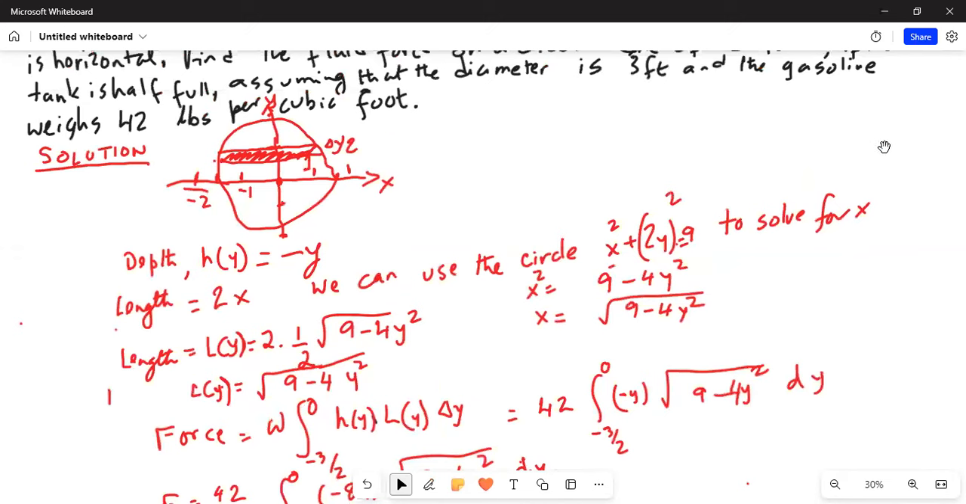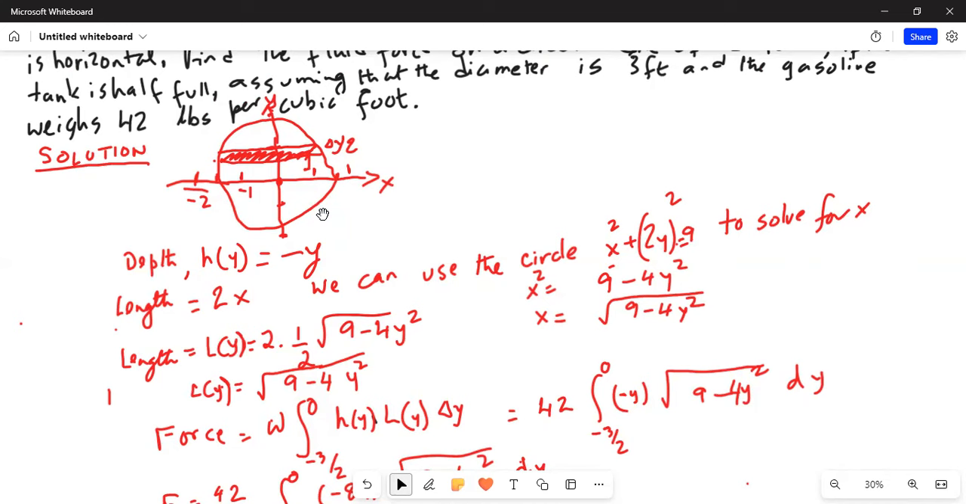Okay, so the cylinder is half full, and it's in the horizontal position. So the lamina depth is delta y, and the height of the lamina is minus y because it's below the horizontal axis. The length is 2 times x.